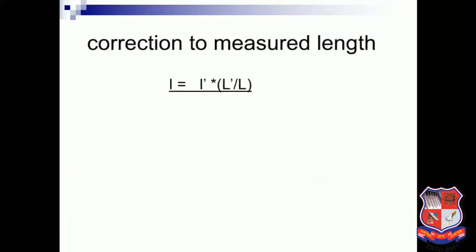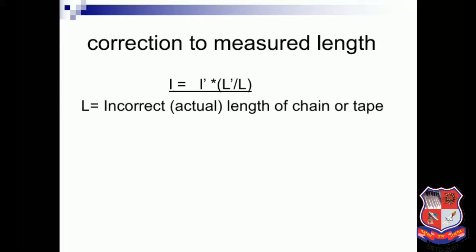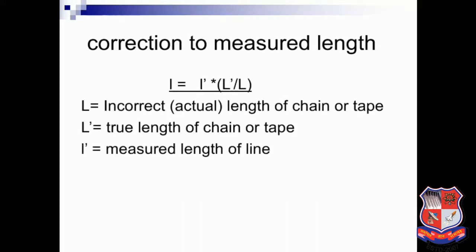Now, correction to be made in the length. L is equal to L dash into L dash by L, where L is equal to incorrect or actual length of a chain or a tape, L dash is equal to true length of a chain or a tape, l dash is equal to measured length of a line, and l is equal to true length of a line.